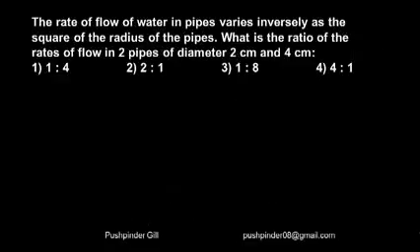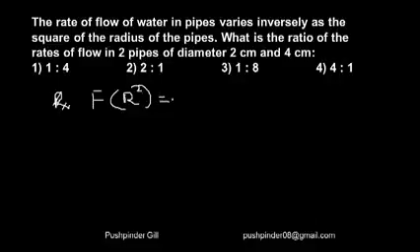The rate of flow of water in pipes varies inversely as the square of the radius of the pipe. Now, if it varies inversely, let me call the flow F. Flow into the square of the radius is a constant, because it's inversely varying, that means the product is constant. Now the product of these two is constant.